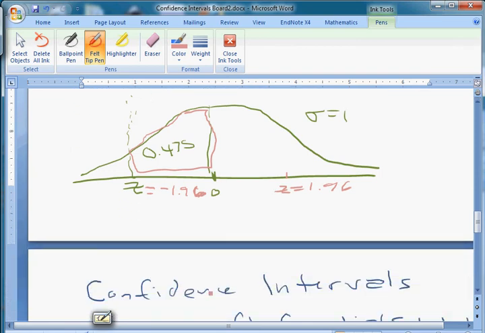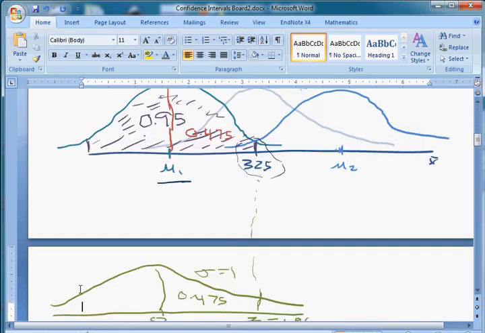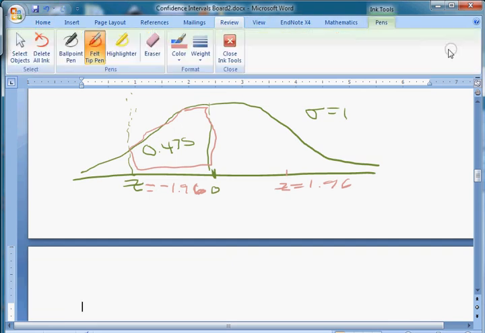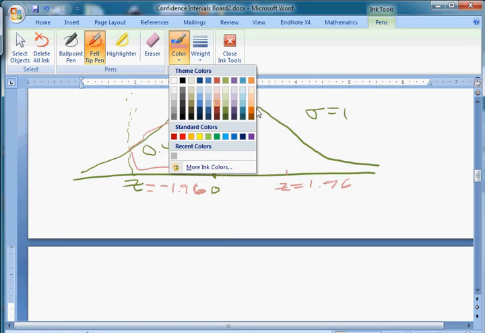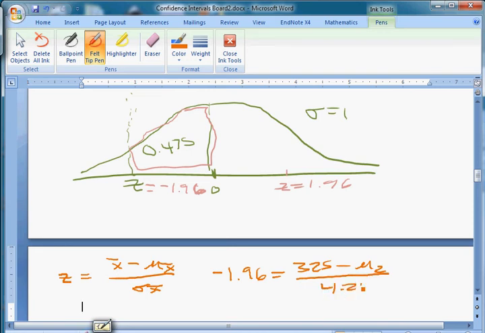Okay. So in order to solve this, we use our z-score function to back it out. Let's see, I'm running out of space, so let me get us some more space here. Okay. So we have our z value. We can use our z-score function to back out our mu. That's what we really want to do here. So let's pick a color. We use orange. z equals x bar minus mu x bar over sigma x bar, which in this case is, we can plug this in, negative 1.96 equals 325 minus mu2 over 4.2426.